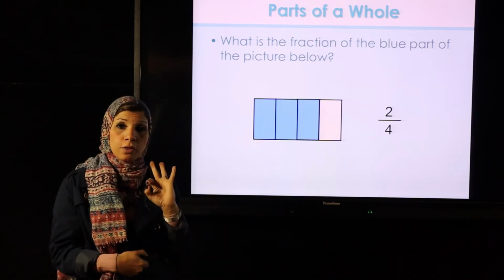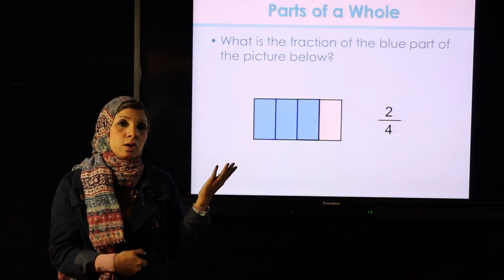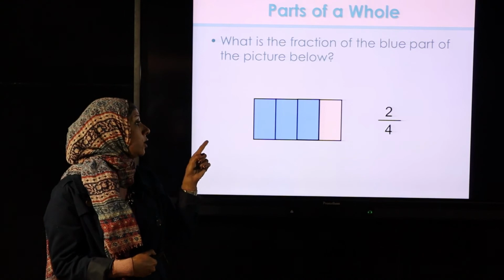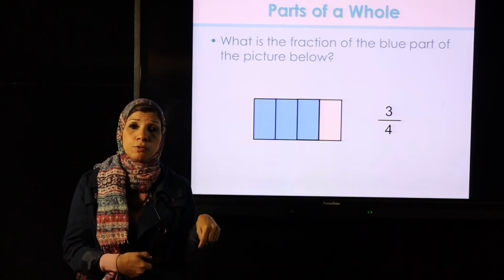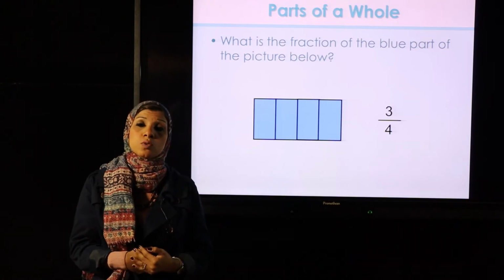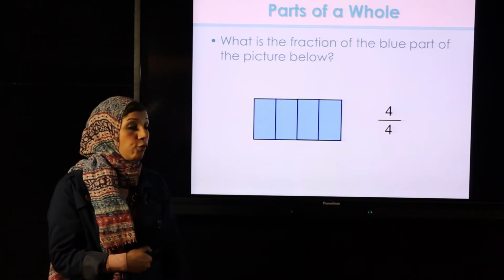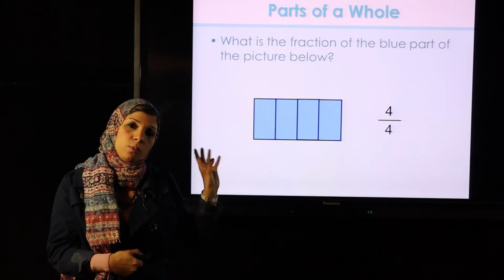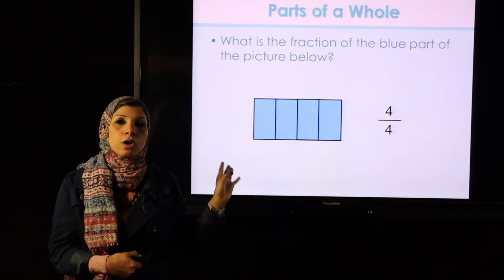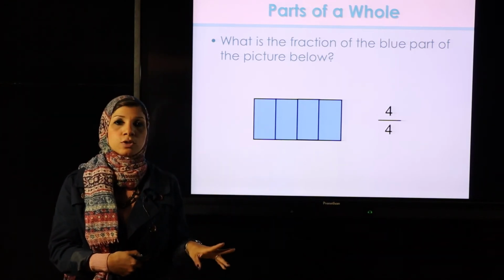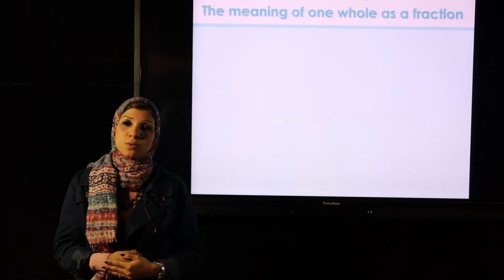If we color 3, we write the colored part up in the numerator, as we said before, so it will be 3 out of 4, 3 over 4. But if we color all the parts we have, it will be 4 over 4, which means we have 4 colored parts out of 4 parts, okay? So we colored all the parts as we see.